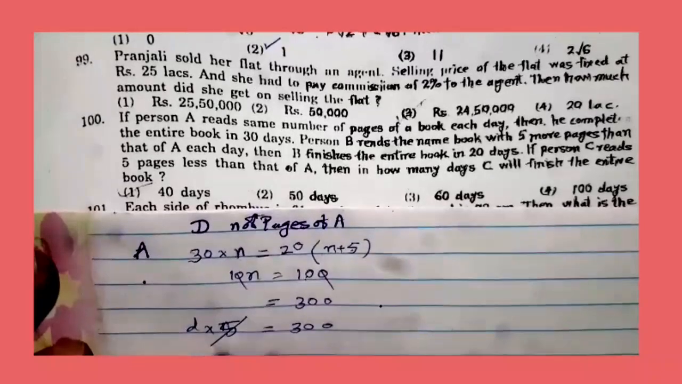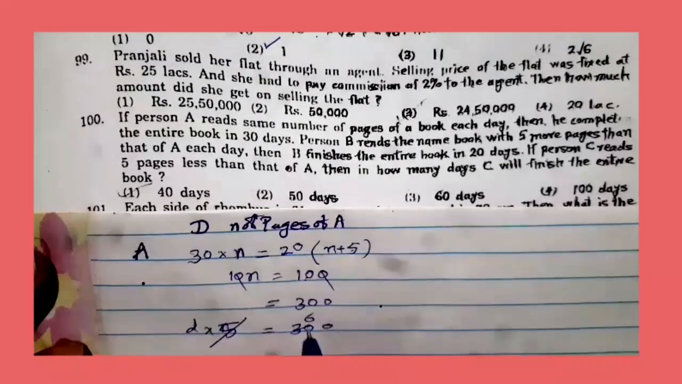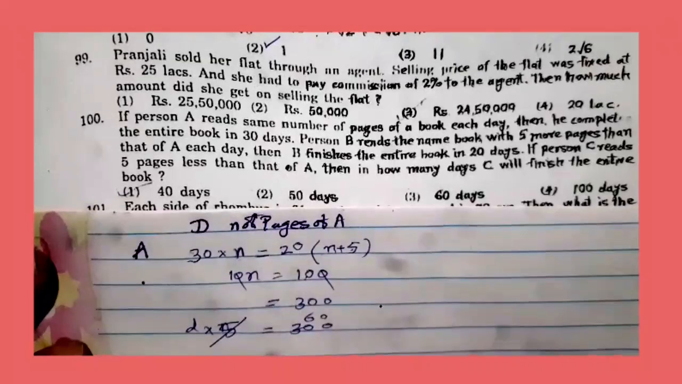Now divided by 5, 5 times 6 is 30, so our answer is 60 days.